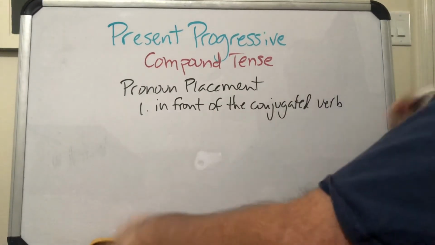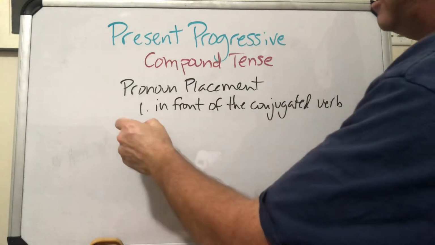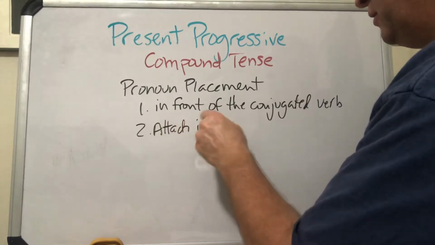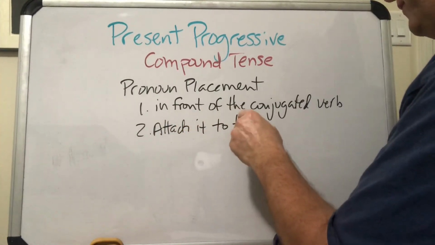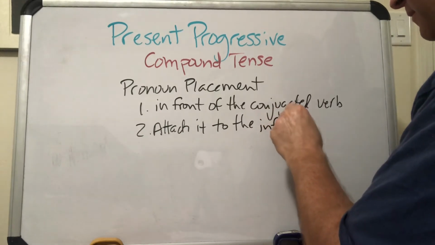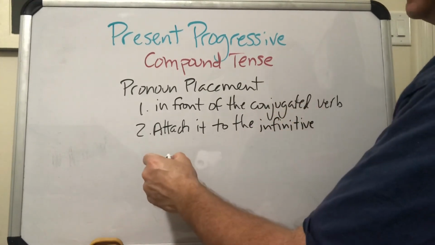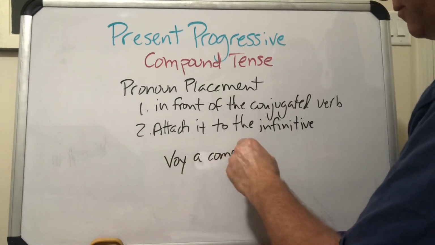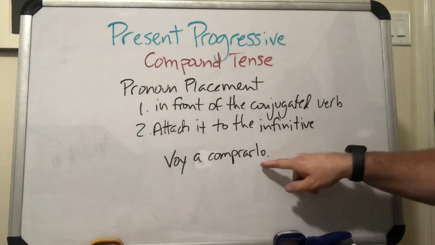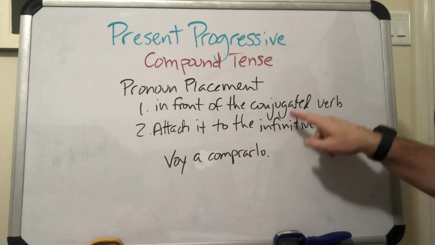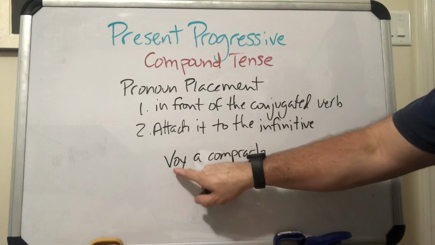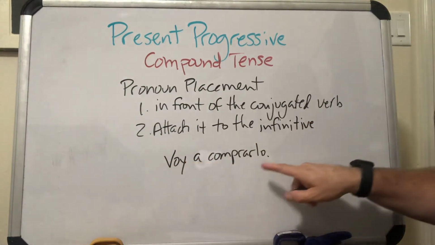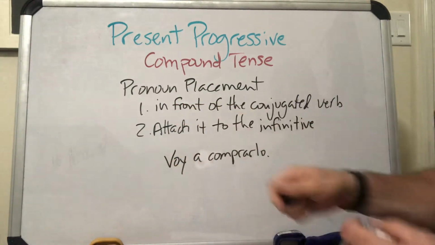All right, numero dos. Attach it to the infinitive. So that's like where you can say, I am going to buy it. Voy a comprarlo. So this is number 2, where we take the infinitive and attach it. You could also do number 1, where you put the lo in front of voy, because I've conjugated this to be voy. So I could put the lo here, okay? But for this sentence, you actually have the option of 1 or 2.